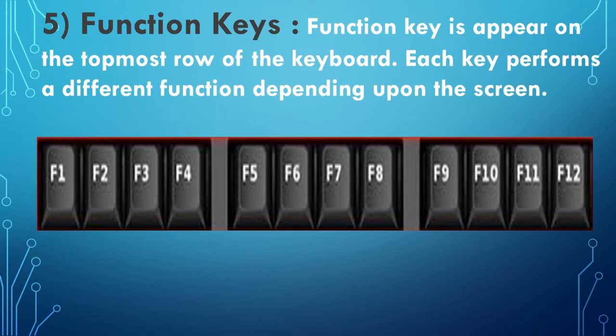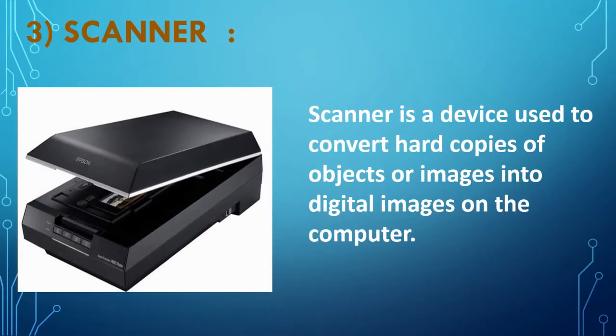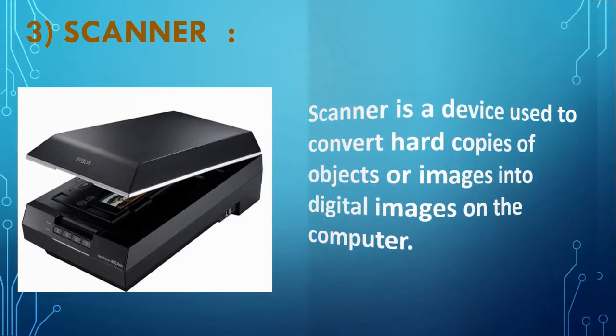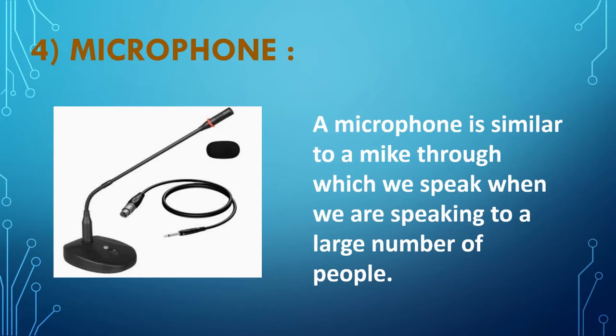Our third input device is the scanner. This device is used to convert hard copies of objects and images into digital images. So this is the use of the scanner. Our fourth input device is the microphone. It is similar to our mic, and through this we can speak to a large number of people. For example, at events, programs, railway stations, bus stops and many other places we use microphones.